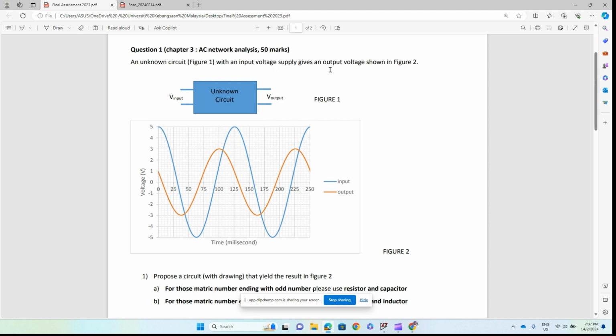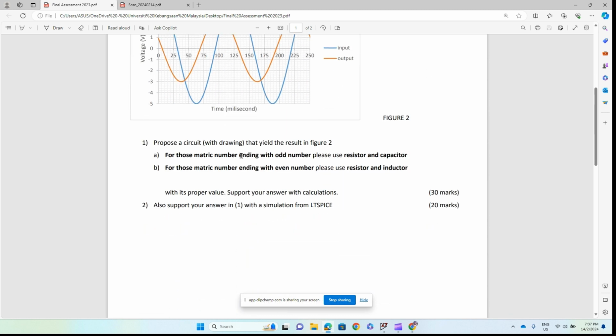For question 1 about AC network analysis, an unknown circuit in figure 1 with an input voltage supply gives an output voltage shown in figure 2. Propose a circuit with a drawing that yields the result in figure 2. Please use a resistor and capacitor.